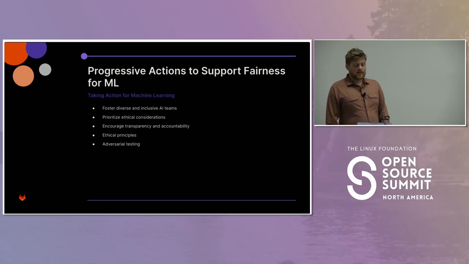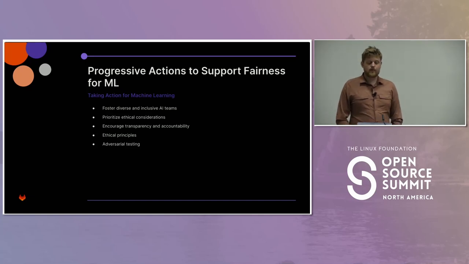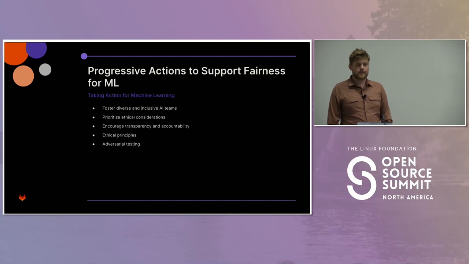So how do we act on this? As we strive for more equitable and just machine learning systems, there are several progressive actions we can take to support fairness. One crucial step is to foster diverse, inclusive machine learning teams, bringing together individuals with a wide range of backgrounds and experiences to ensure that biases and blind spots are identified and addressed. Additionally, it is vital to consider ethical considerations throughout the development and deployment of machine learning models, with a focus on mitigating harm and maximizing benefits for all members of society.